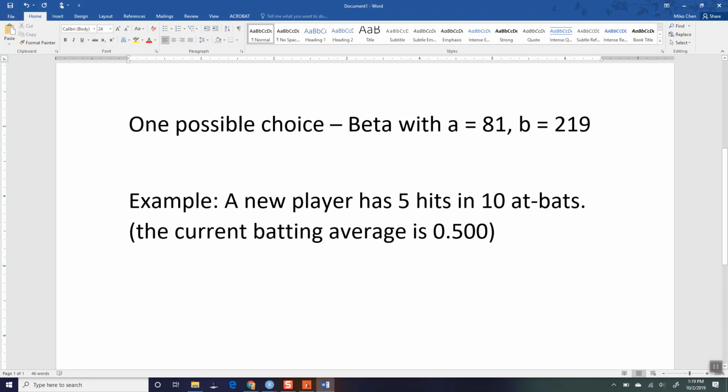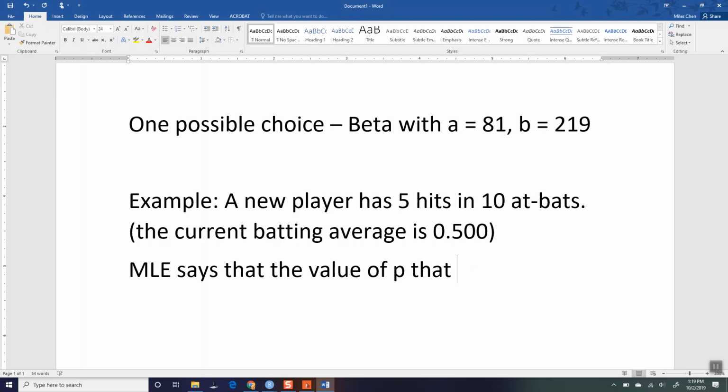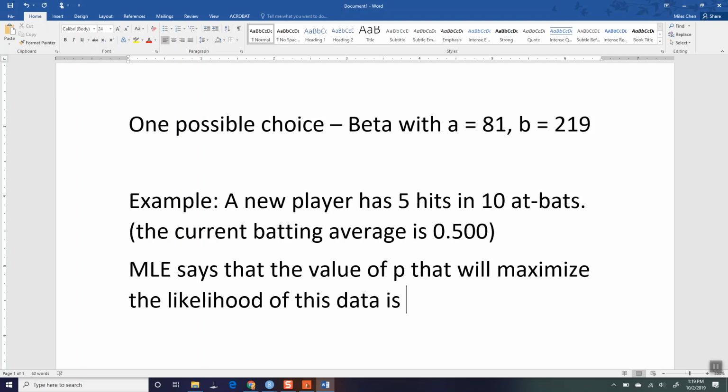Maximum likelihood estimation says that the value of p that will maximize the likelihood of this data is 0.5. But our intuition tells us that it is unreasonable to expect this player to finish the season with a batting average of 500.